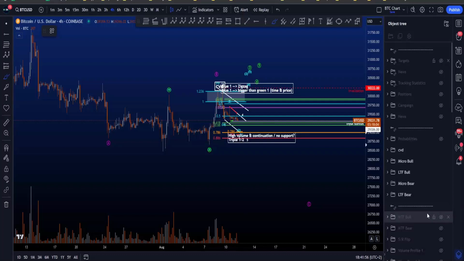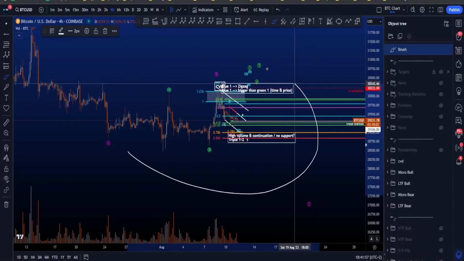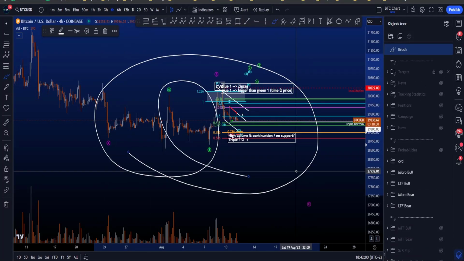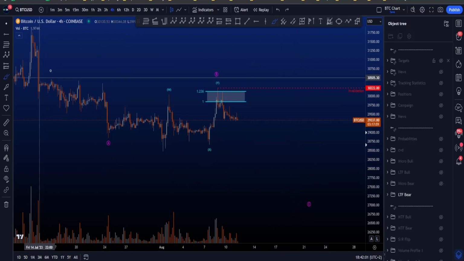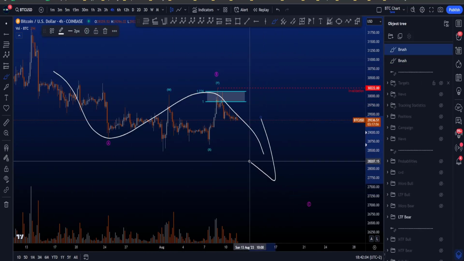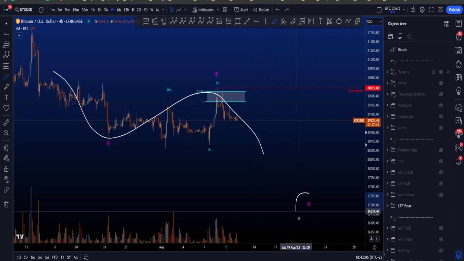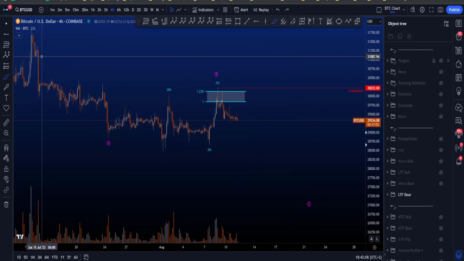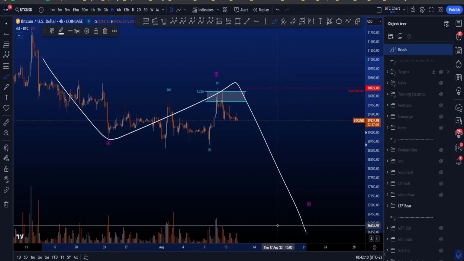Hi everyone, let's go over my low time frame and micro bullish and bearish Elliott Wave scenarios on Bitcoin. Starting with my low time frame bearish scenario, where we are looking for a continuation to the downside in an impulsive structure for a wave C, as an ABC is a 5-3-5 wave move.